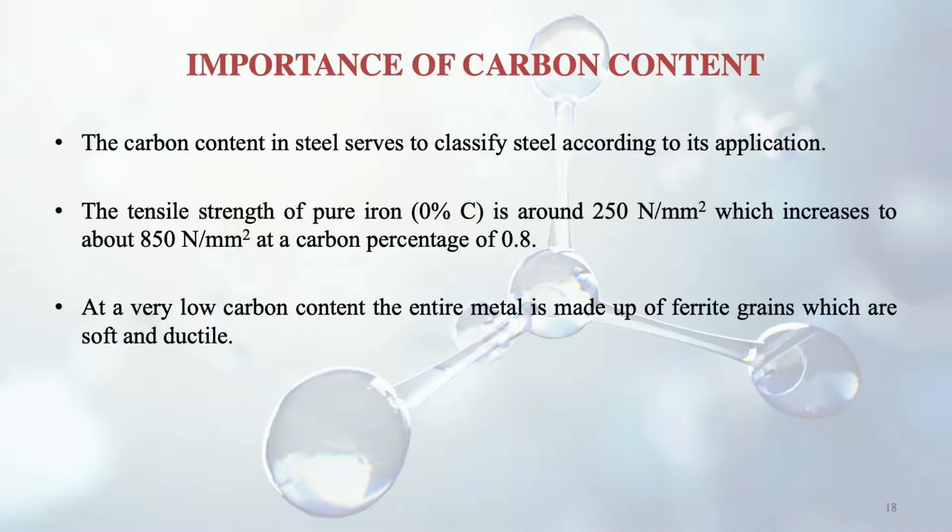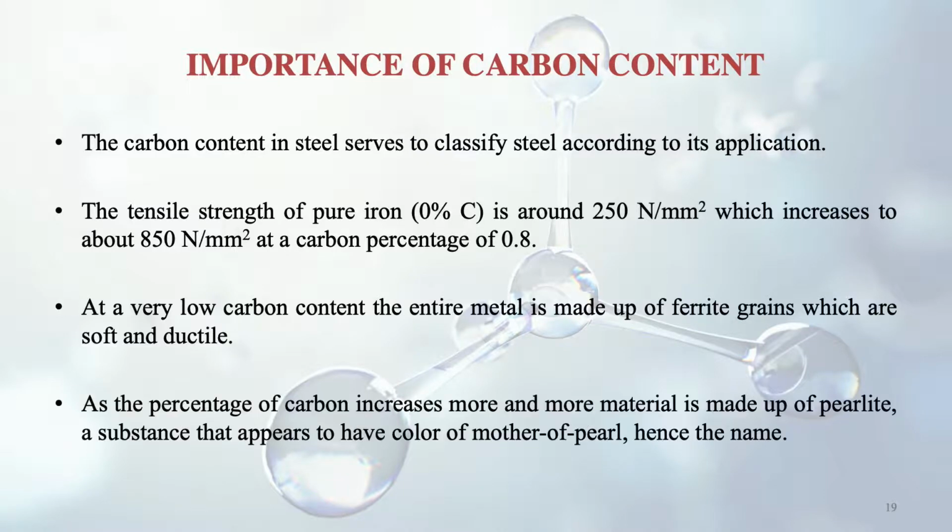At a very low carbon content, the entire metal is made up of ferrite grains which are soft and ductile, and I had discussed it earlier also. As the percentage of carbon increases more and more, material is made up of perlite. This is another substance, a different one. It is a mixture of ferrite and cementite. And why is its name perlite? Because it's a substance that appears to have the color of mother of pearl, hence its name perlite.